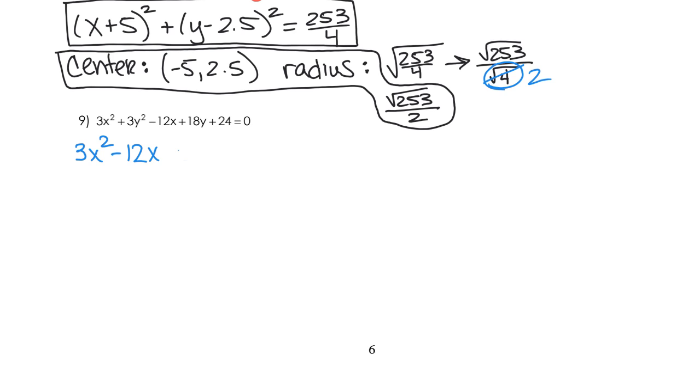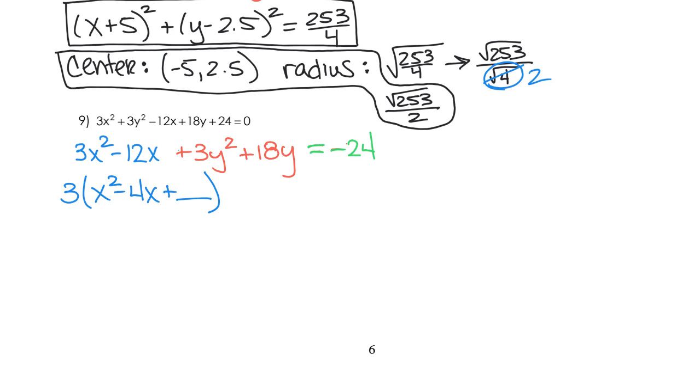I'm going to go ahead and write my plus 3y squared, and then plus 18y. And then I'm going to go ahead and move that 24 over. So this is going to be equal to -24. All right, I'm going to go ahead and pull that 3 out. And it's going to be x squared minus 4x. And now I'm going to have that space there.